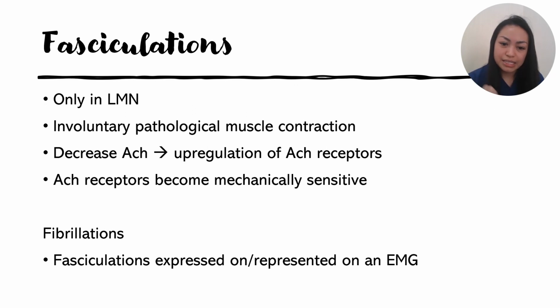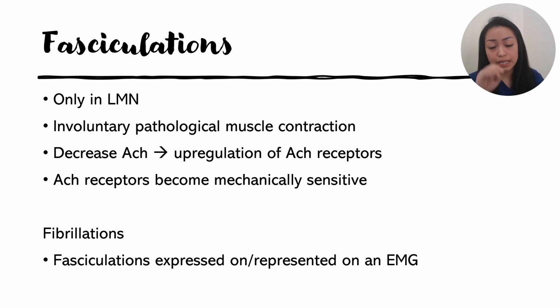So why does this happen with lower motor neuron lesions? Remember that in a lower motor neuron, at the axon terminal, they release acetylcholine. And I told you acetylcholine has two functions. The first function is it binds to nicotinic receptors that then stimulate muscle contraction. The second one, it binds to specific receptors that then trigger a signaling cascade that leads to transcription factors and then to protein synthesis.